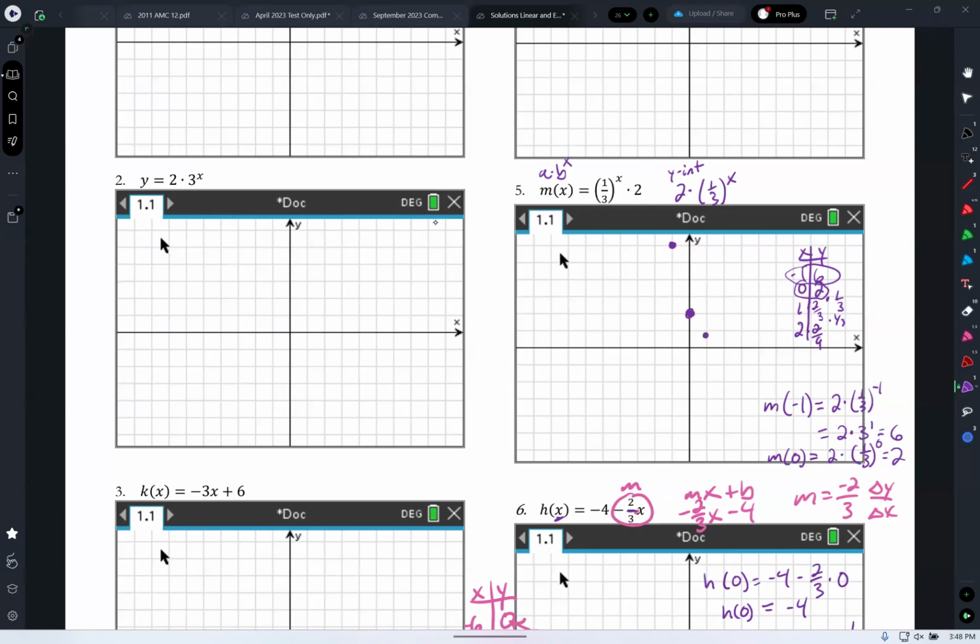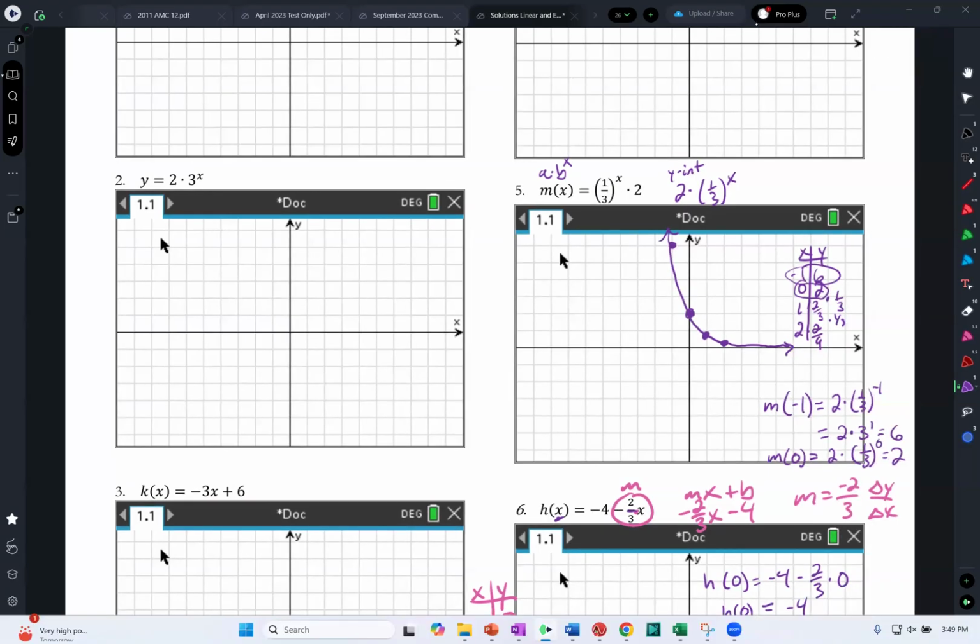But we've got to learn how to find those graphs and those tables, because different representations reveal different parts of the function and make different things easier. So that is more time than I meant, but hopefully that helps some of you understand how to create tables and graphs for linear and exponential and write the equations for linear and exponential.